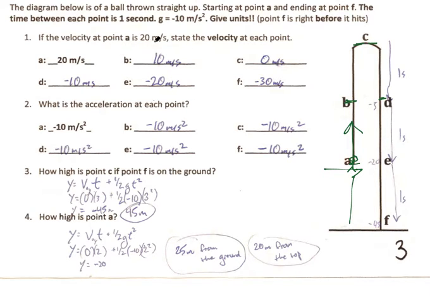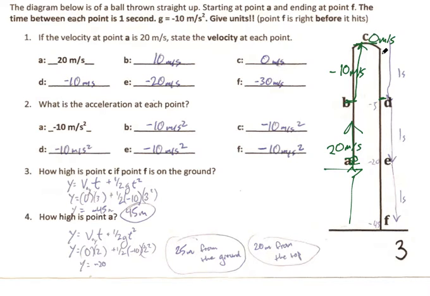Velocity at point A is 20 meters per second. So throwing the ball up at 20 meters per second. Stating the velocity at each point is fairly straightforward from there. So at A, that's where I'm actually throwing it up at 20 meters per second. Gravity's fighting me the whole time though. So at this point, gravity has already pulled down by 10 meters per second. So now I've only got 10 meters per second of speed left. By the time I'm up at point C, I'm going to be at 0 meters per second, because I've lost another 10 meters per second.